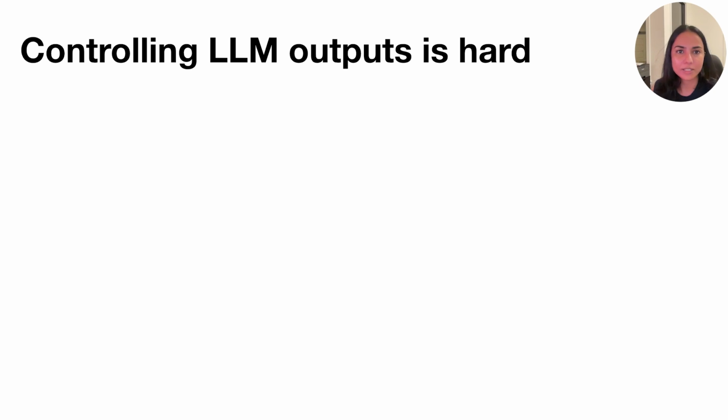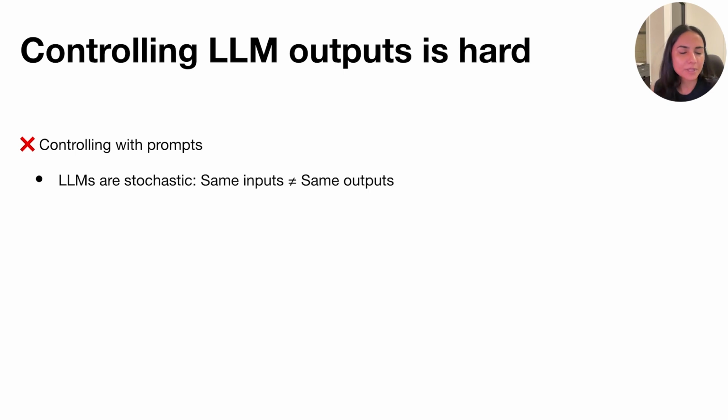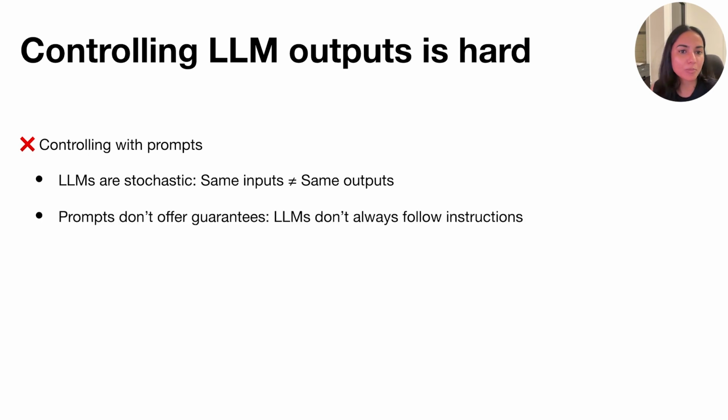For starters, why is this problem challenging, and what are the common tools that developers use in order to control LLMs? The first one is using the prompt in order to make the LLM listen to directions or follow instructions. But this is problematic because LLMs are fundamentally stochastic, and this results in behavior where the same input may not guarantee the same output across multiple runs. Another issue with this is that a prompt doesn't offer any guarantees. So even if you request certain behavior in the prompt by asking an LLM to generate some output or to always avoid some output, LLMs don't always follow those instructions.